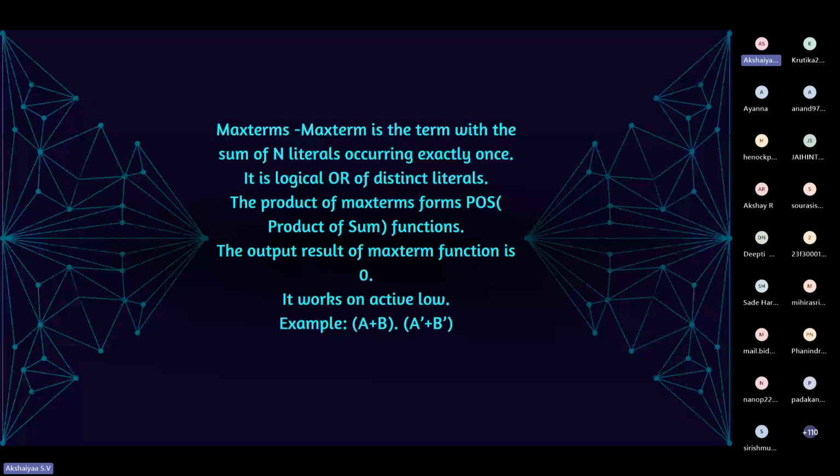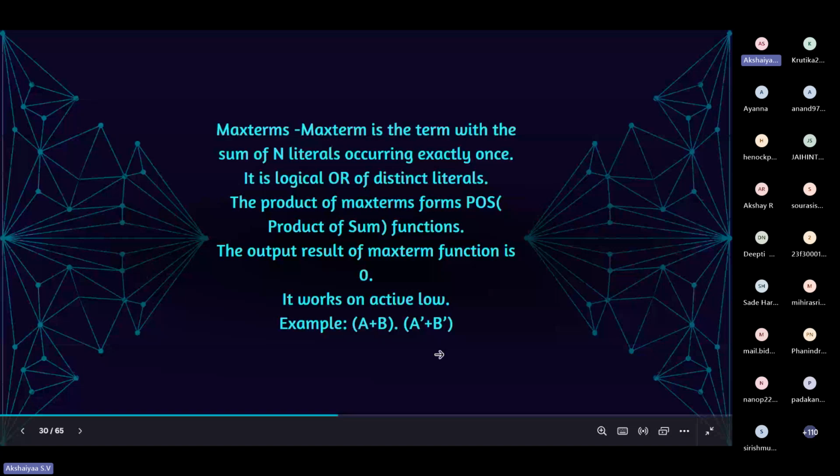And as you can notice, the output is always going to be low. Let's say A is 0 and B is 1. So A plus B will obviously be 1 and A prime plus B prime, however, will be 0. So the product will always be 0. That's what I mean. So that's min terms and max terms.